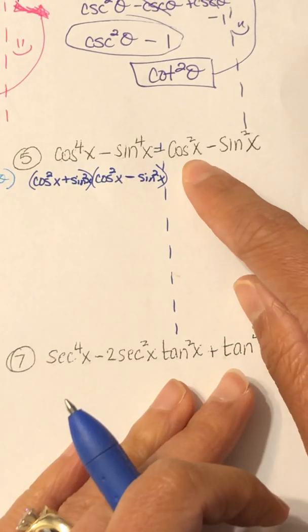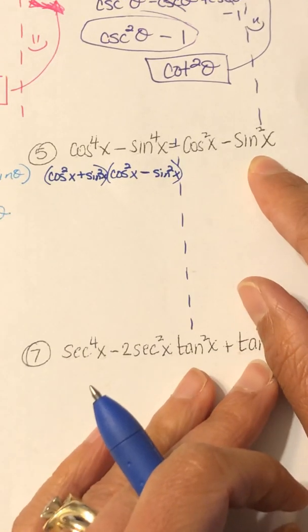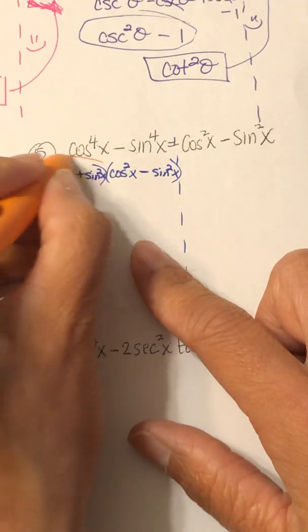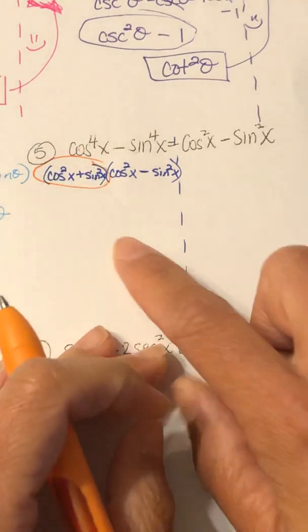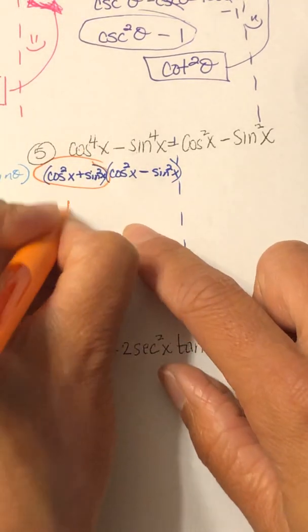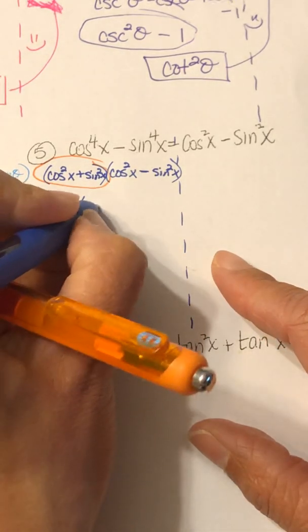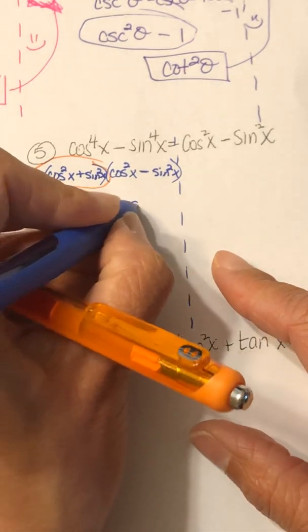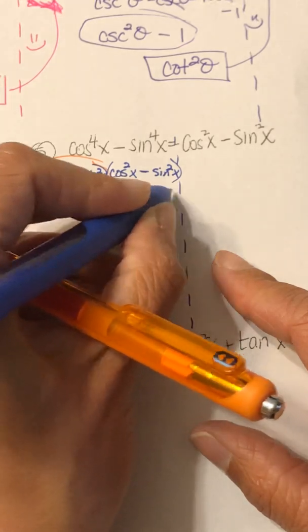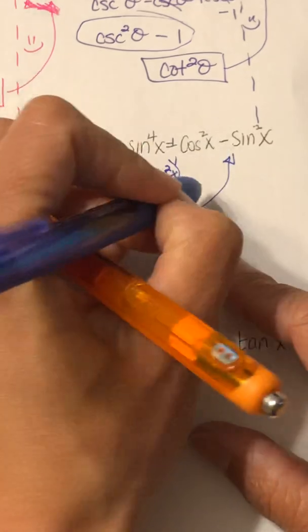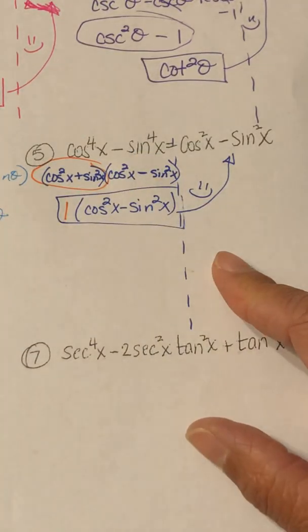Well, I need it to be cosine squared x minus sine squared x. Can I replace one of these? Hey, isn't sine squared plus cosine squared equal to 1? That's our big kahuna identity. So this turns into a 1. So we're going to have 1 times cosine squared x minus sine squared x. And hey, that's the answer we're looking for. We got it to match.